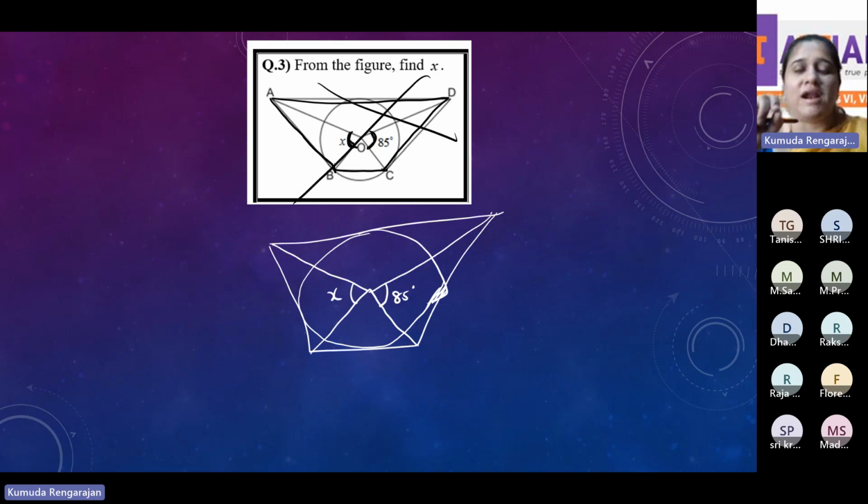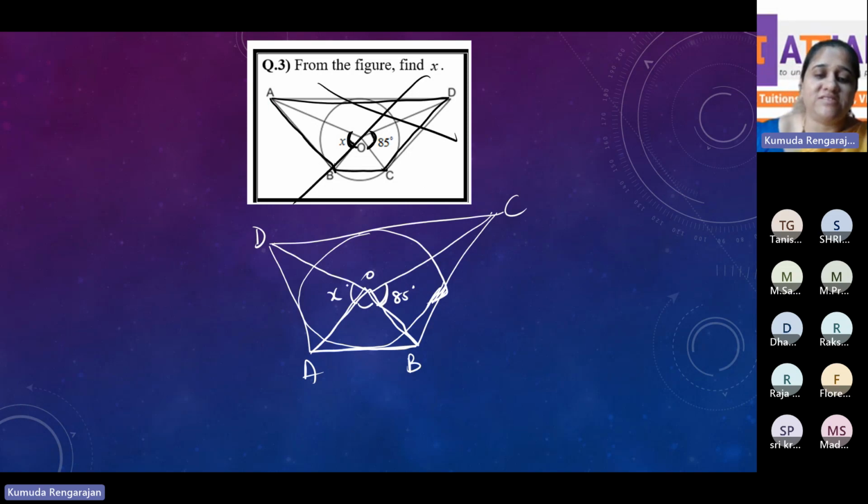Now each side of the quadrilateral subtends an angle at the center. See, the side AB subtends angle AOB at the center. The side BC subtends angle BOC. The side CD subtends angle COD. And the side AD subtends angle AOD at the center. So all the 4 sides of the quadrilateral subtend an angle at the center.